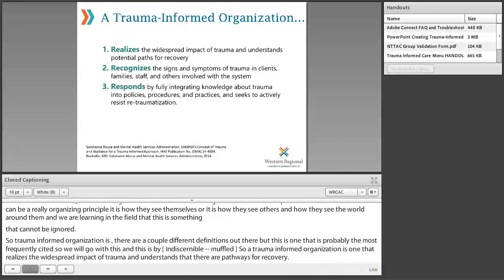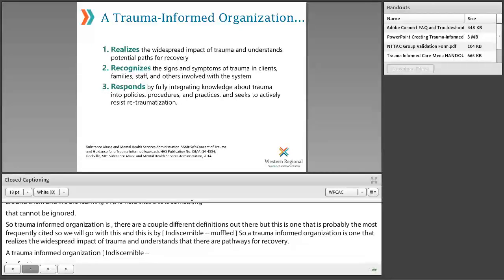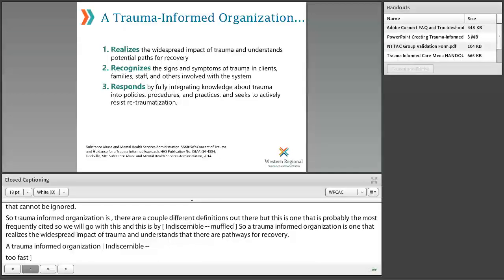And then three, responds by fully integrating knowledge about trauma into policies, procedures, and practices. So these are kind of the 3 R's, if you will, of a trauma-informed organization. And I think we're doing a really good job with starting with those 2 R's, realizing the widespread impact, especially from the Adverse Childhood Experiences study and that movement. And we're doing a good job recognizing signs and symptoms of trauma.